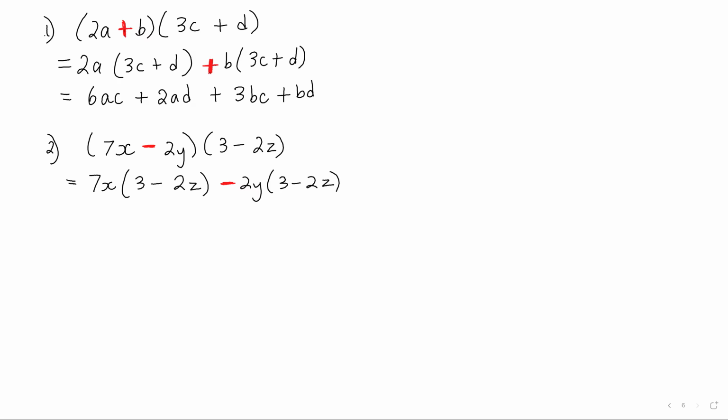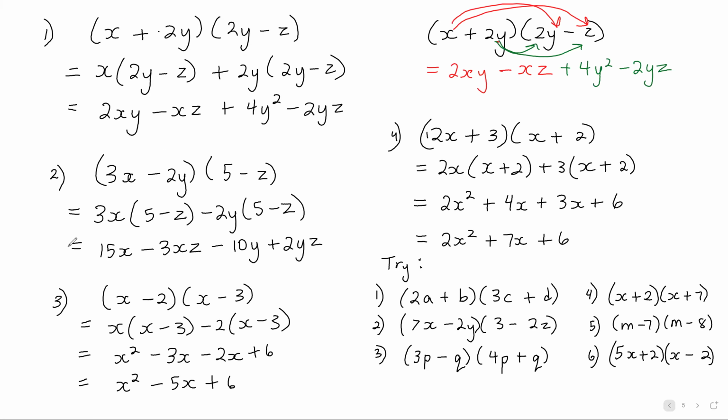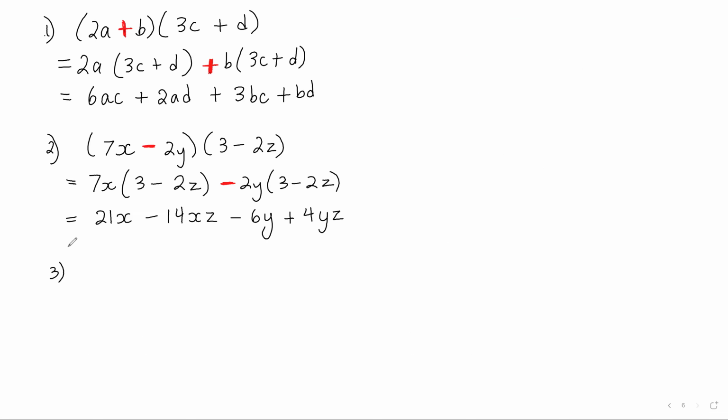Okay. So simplifying, we get 7x by 3, which is 21x. 7x by minus 2z is minus 14xz. Minus 2y by 3 is minus 6y. And minus 2y by minus 2z will be plus 4yz.